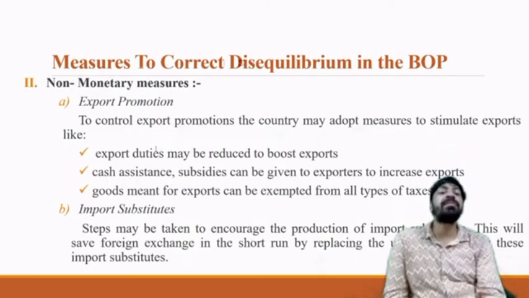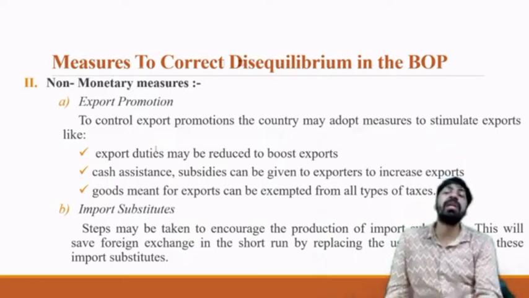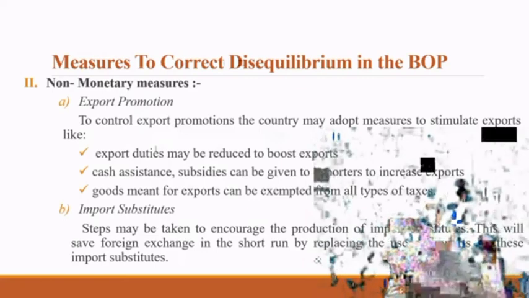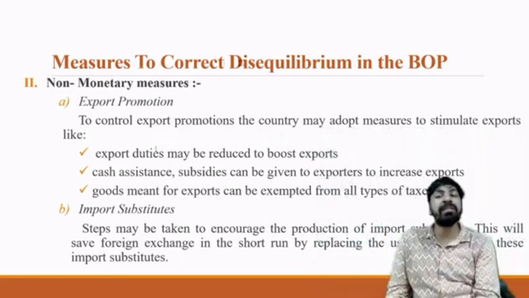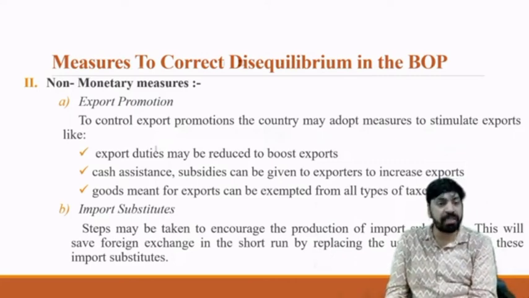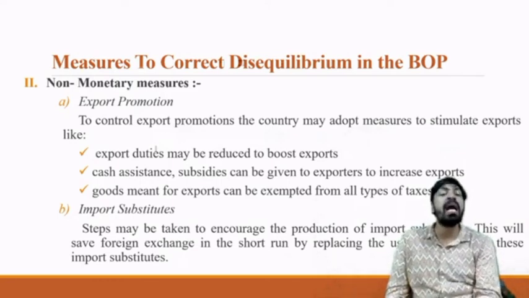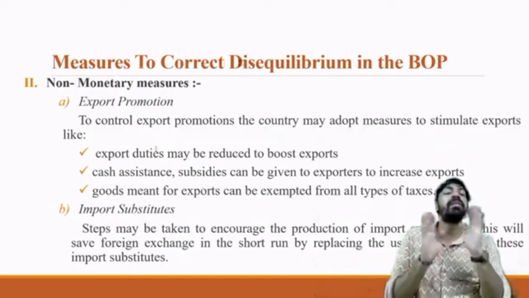Measures as well, export promotion. To control the balance of payments, the country can also adopt measures to stabilize exports, like export duties, cash assistance or subsidies given to exporters to increase exports, and goods which are meant for export are exempted from all types of taxes.